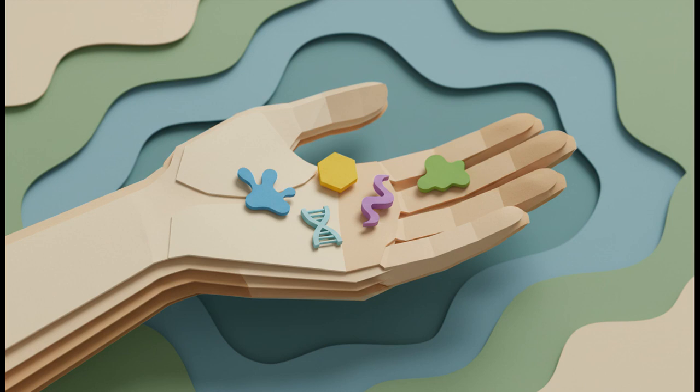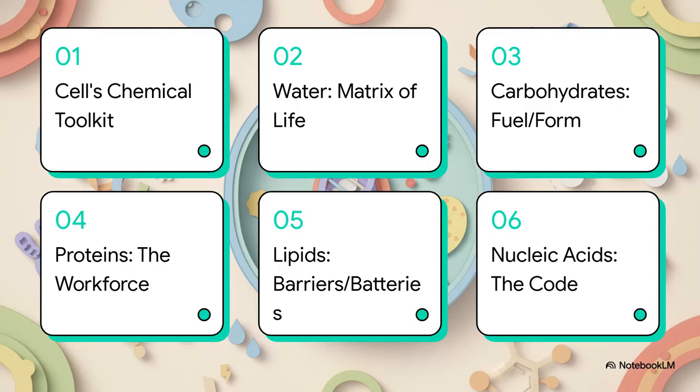You know, it's kind of mind-blowing, but all the complexity of life, everything that makes us alive, really just comes from a small team of chemical compounds. So today we're going to meet the 5 essential building blocks that make up every cell. All right, so here's the game plan. We're going to start with the one thing that's everywhere, and then work our way through the fuels, the workers, the batteries, and finally, the master blueprint of life itself.